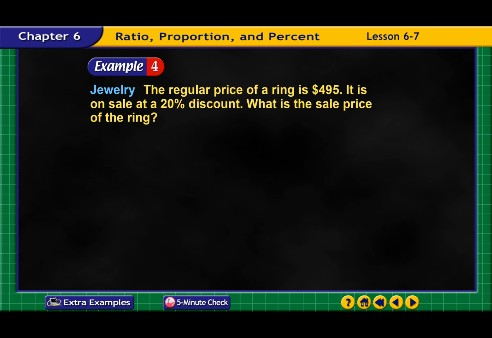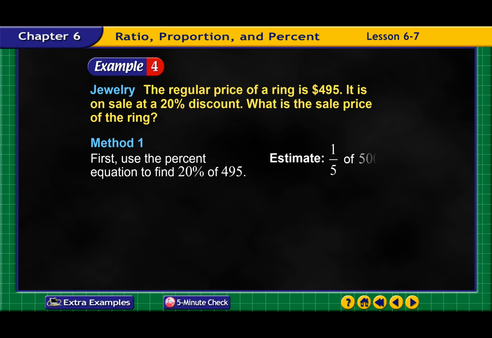All right, now we get to our discounts. The regular price of a ring is $495. Yikes. It is on sale at a 20% discount. What is the sale price of the ring? So there's a couple ways. First, you can use the percent equation to find 20% of $495.